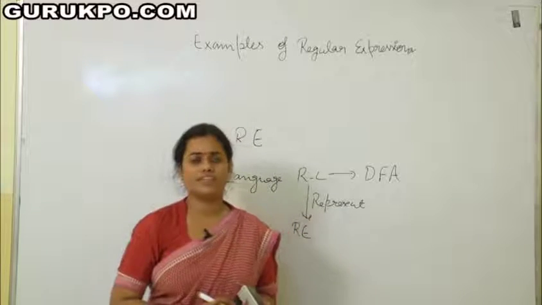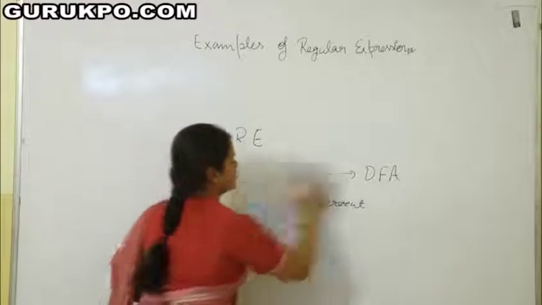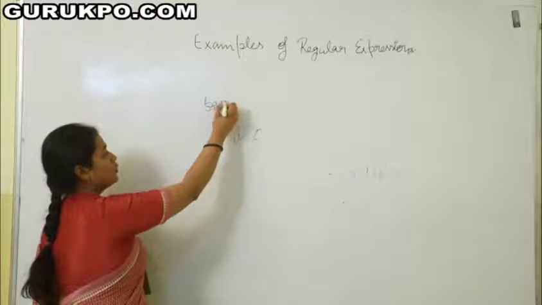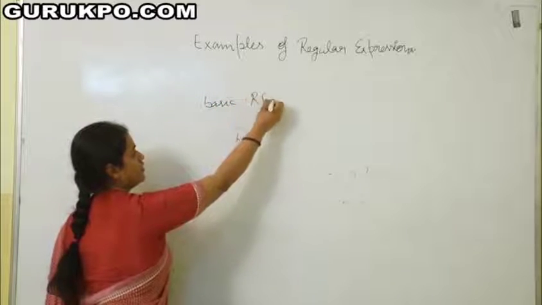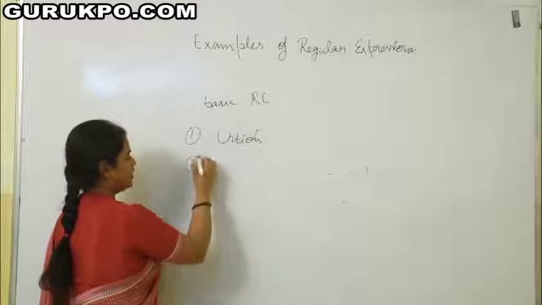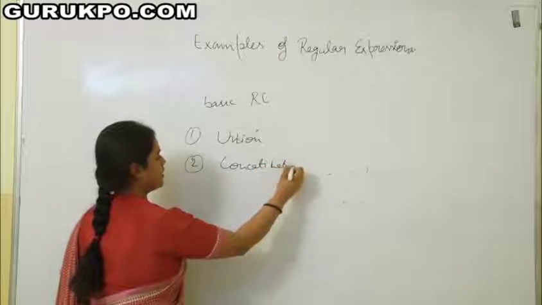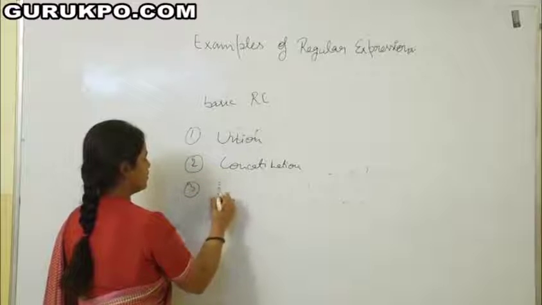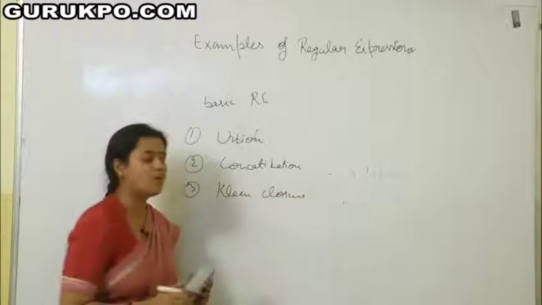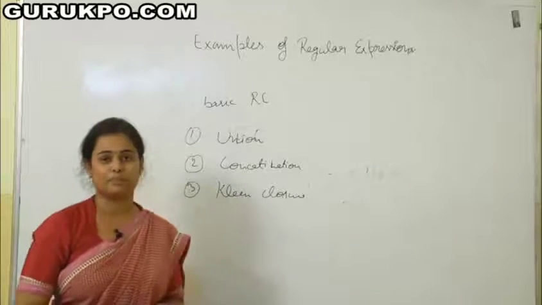Now, there are some basic operations which are used in regular expressions, like union, concatenation and Kleene closure. We have studied all these things in my last lecture. Today we will discuss more examples of regular expressions.